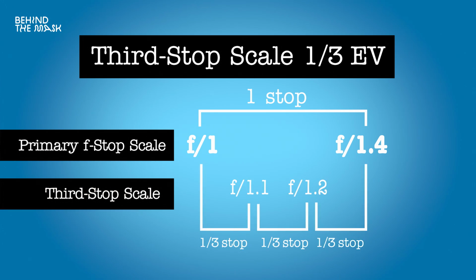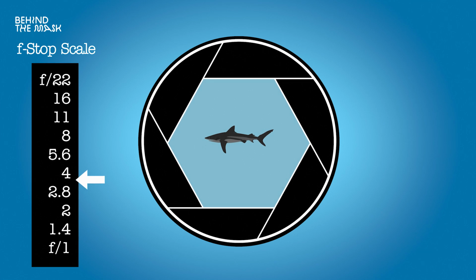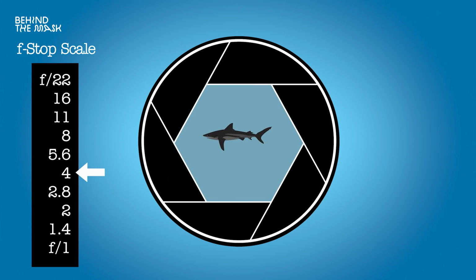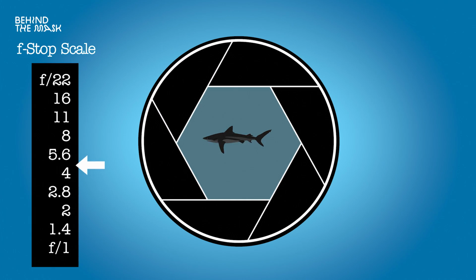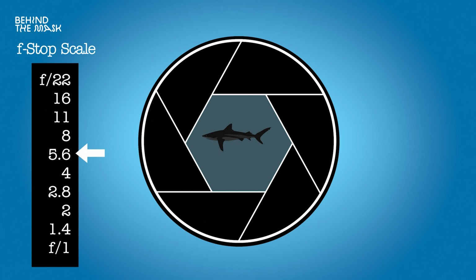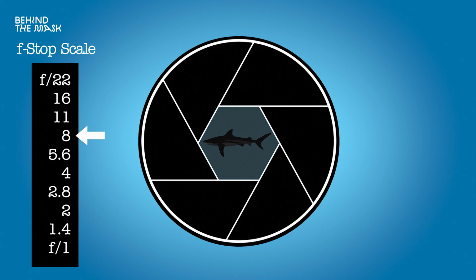And the most important part is every stop of light on the primary scale is one stop of light. That means the light is cut in half. So going from 2.8 to f4, you're blocking half the amount of light. So 2.8 is double as bright as f4. So f2.8 is 4 times brighter than f5.6. And then 2.8 is 8 times as bright as f8, and so on and so forth.